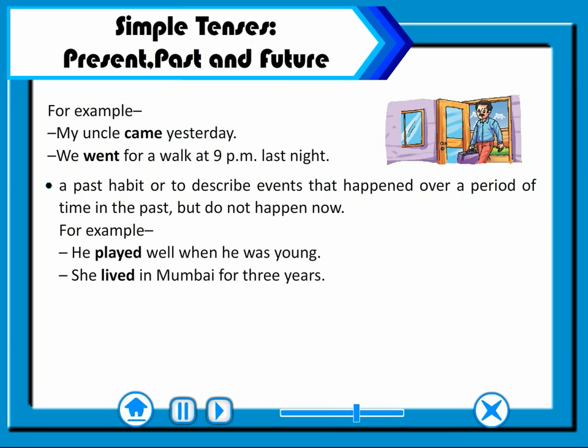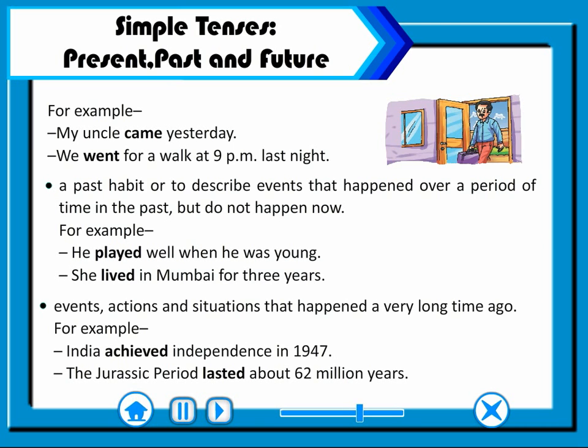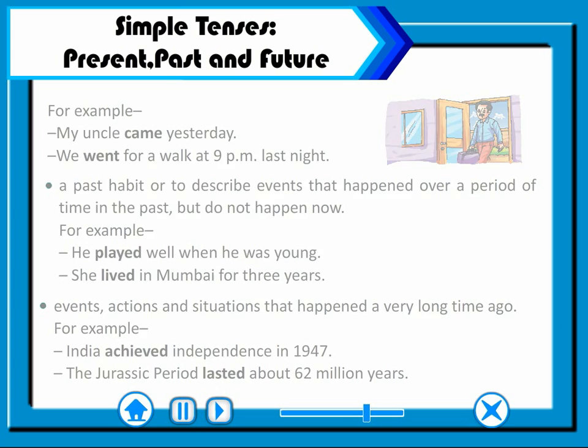A past habit, or to describe events that happened over a period of time in the past but do not happen now. For example, he played well when he was young. She lived in Mumbai for 3 years. Events, actions and situations that happened a very long time ago. For example, India achieved independence in 1947. The Jurassic period lasted about 62 million years.